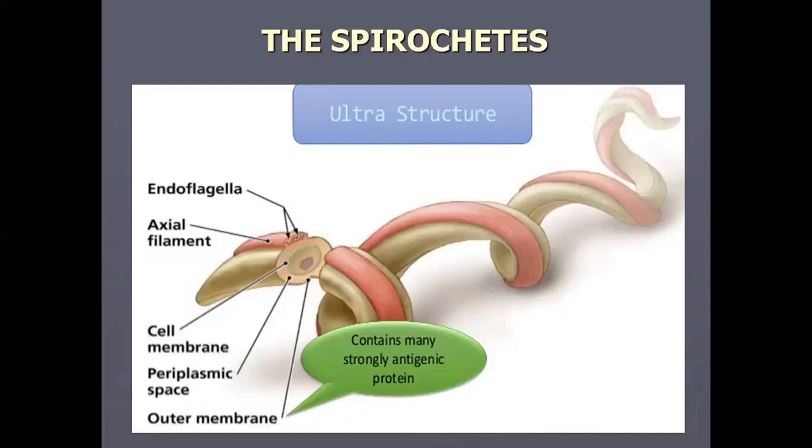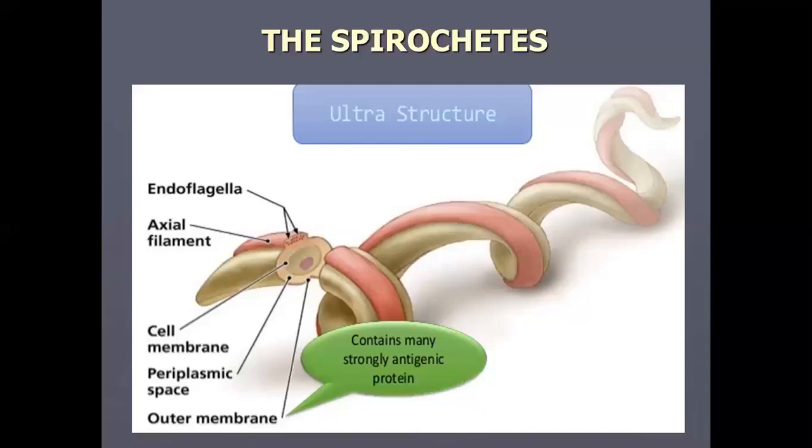We are now well versed that spirochetes are spiral-shaped microorganisms, and their flagellum is known as the endoflagellum, because it is enclosed in the sheath. If you look at the transverse section of this organism, it has a cell membrane, an outer membrane, and in between this space, the periplasmic space, which is an integral part of the gram-negative microorganism.